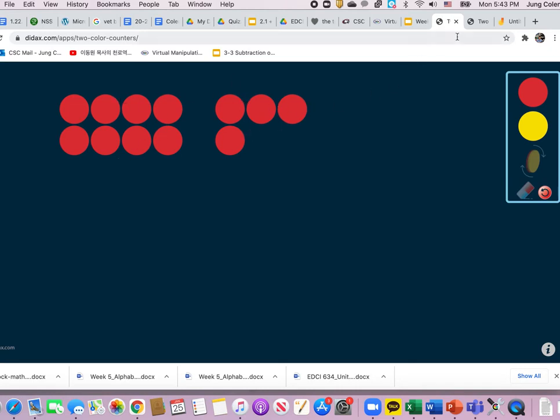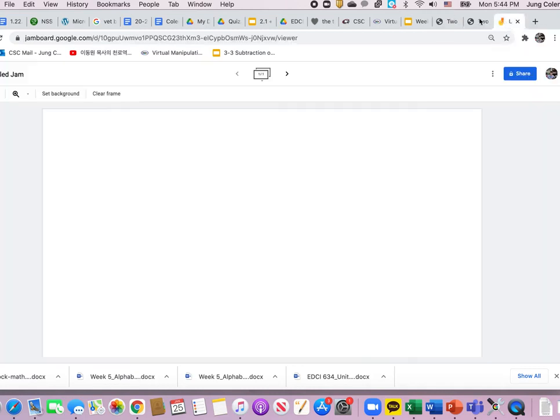So something like that. You can use actual counters or actual pennies. There are a lot of things. Or if you remember from Singapore math in the previous lessons, we can also draw bar models too, right?